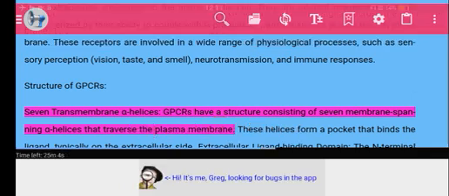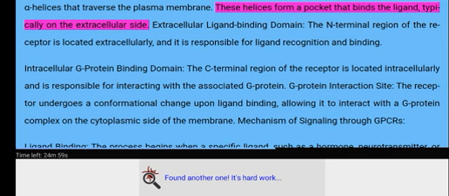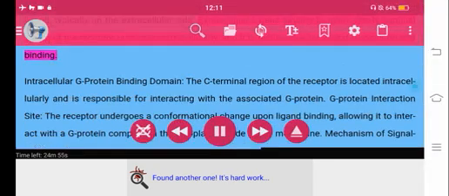7-transmembrane GPCRs have a structure consisting of 7 membrane-spanning alpha helices that traverse the plasma membrane. These helices form a pocket that binds the ligand, typically on the extracellular side. Extracellular ligand binding domain: the N-terminal region of the receptor is located extracellularly, and it is responsible for ligand recognition and binding.